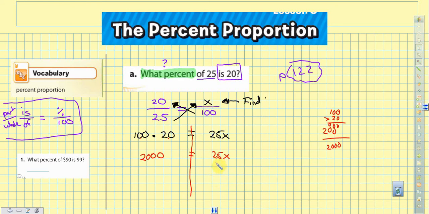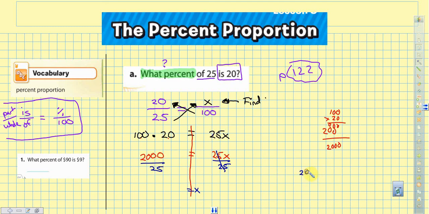Then to solve this, we look at this and we say, we've got to get that x by itself. How do we do that? We divide by 25 on both sides. So it's just like solving a proportion. That's what we're doing. It's just in this case, it's the percent proportion because we're solving to find the percent. So we're going to divide 25 into 25. That goes one time, that gets x. And then we just have to figure out how many times 25 goes into 2,000.